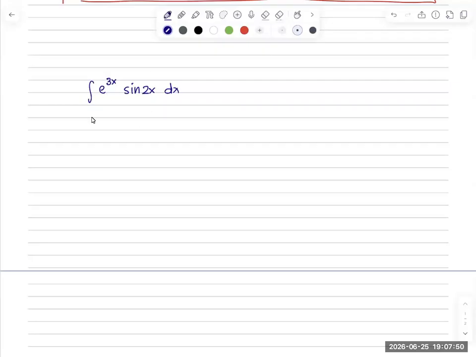Okay, so I'm gonna integrate the integral of e to the power 3x sine 2x. When you have the integral of the product of two functions, you won't be able to use any u-substitution. If you let u be 3x, it's not gonna give you sine 2x. So at this point, I need to use integration by parts. So I'm gonna perform the regular integration by parts.